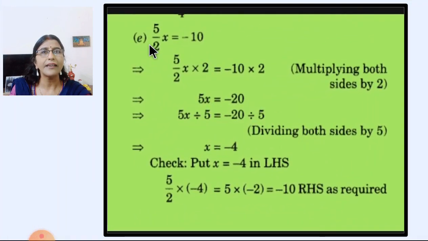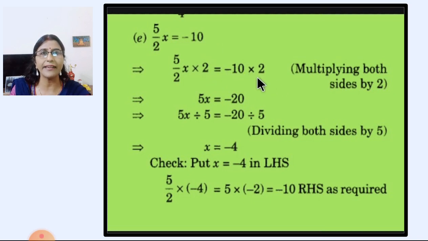Now this one, you see, 5 upon 2 x is equal to minus 10. Here 5x is divided by 2, so to remove this we have to do multiplication. So here it is multiplied: 5 upon 2 x into 2 is equal to, on the right side, minus 10. This also we will multiply by 2.